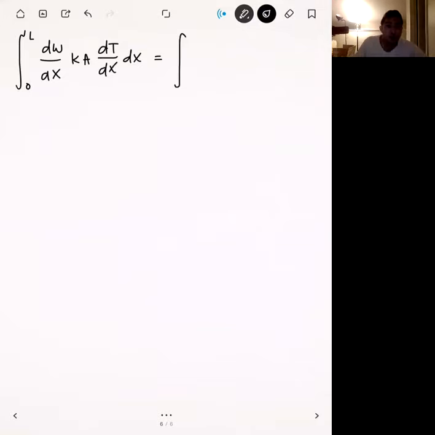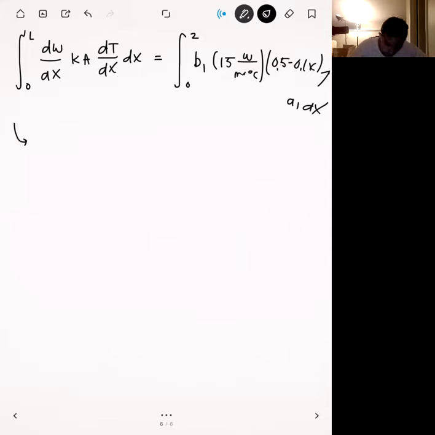First we have the integral from 0 to L, and our L here is 2, right? L is 2. Yes. So we have the integral from 0 to 2. dw/dx, which we've already computed, is b1. Our k value here is 15 watts per meter degrees C. Our area here is 0.5 minus 0.1x. And our dT/dx here is just a1. And then we have that all multiplied by dx. Let's go ahead and simplify this integral here.